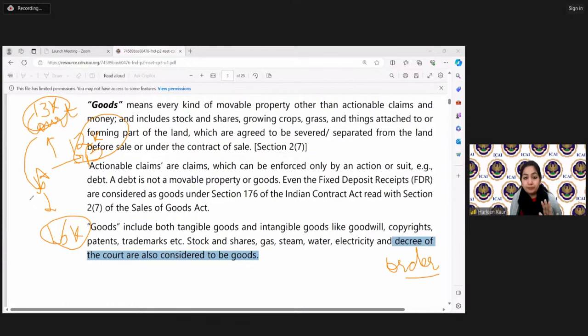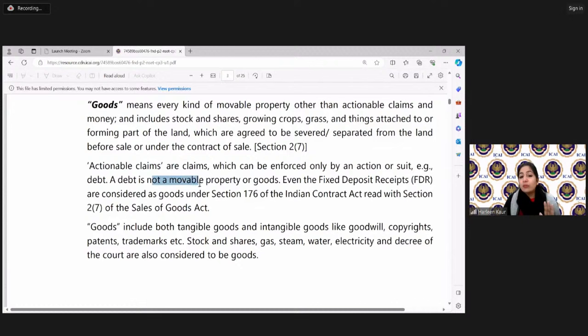But debt is not a good. Actionable claims, like debt, are not movable property or goods. You cannot sell off your debt to another person.